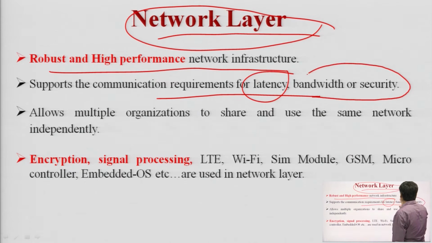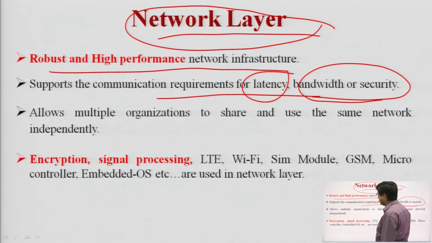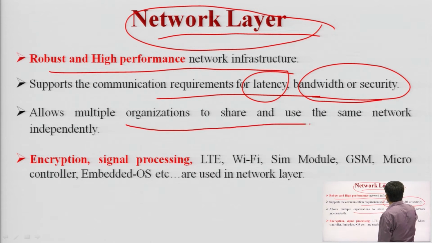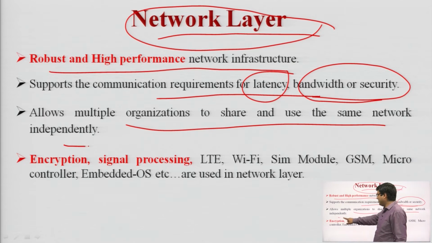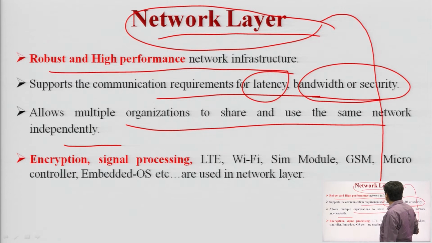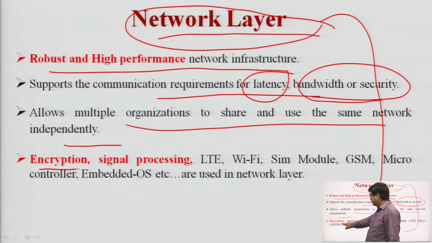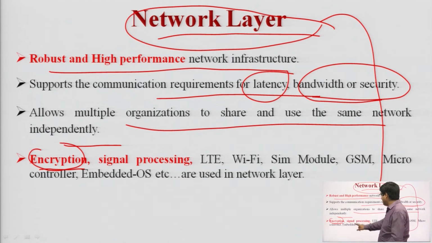Bandwidth should be more and security should be more in any network, because when we are going for a network, anyone can hack our system. So security should be there. Allow multiple organizations to share and use the same network independently. So in the network layer, we are doing the networking. When we are networking the devices, we should use network encryption techniques, because anyone can decode our data. You need some encryption techniques so that our data cannot be used by any other. Signal processing should be there.